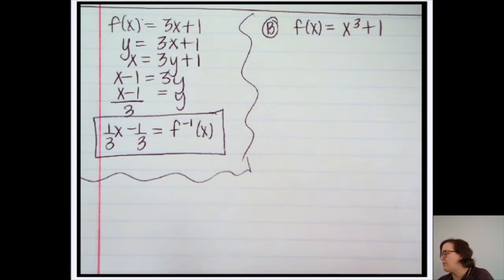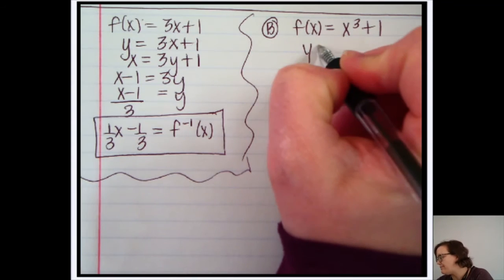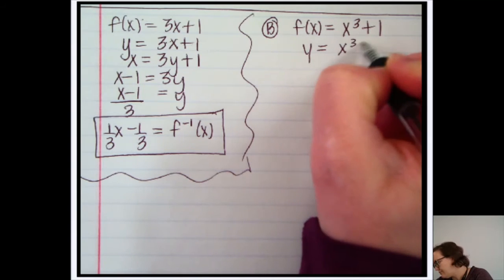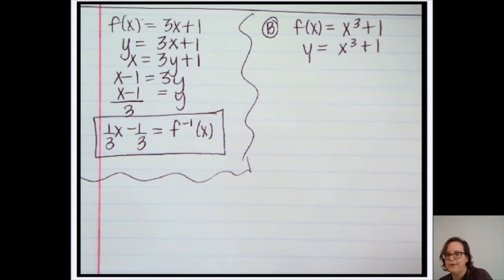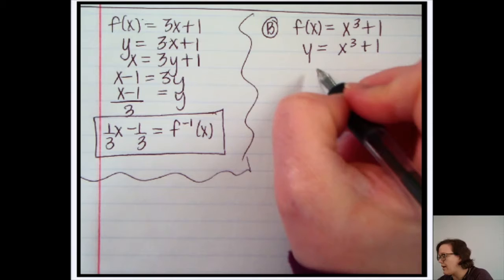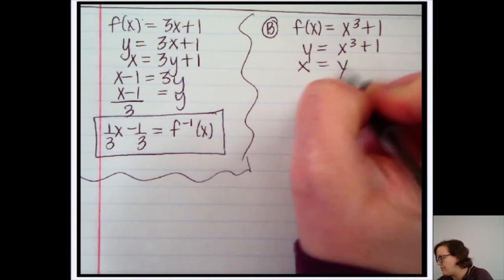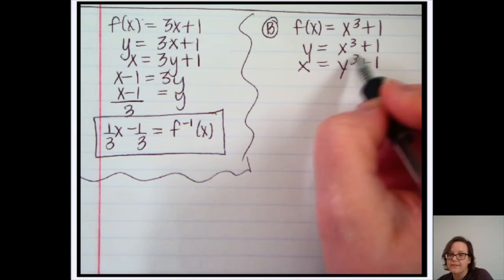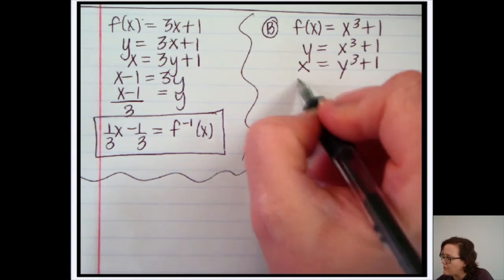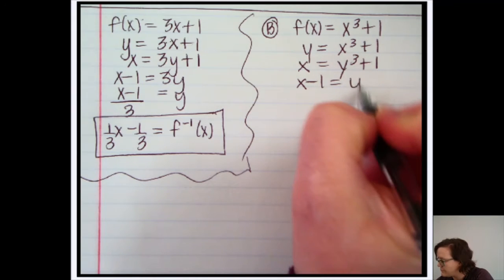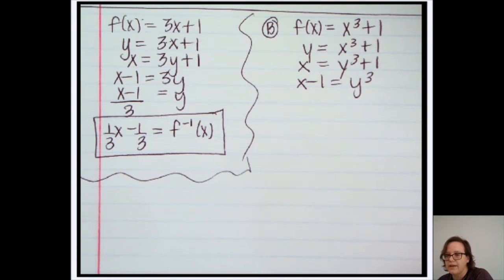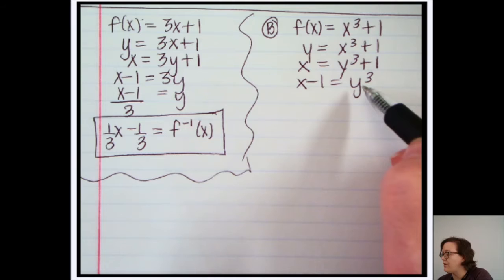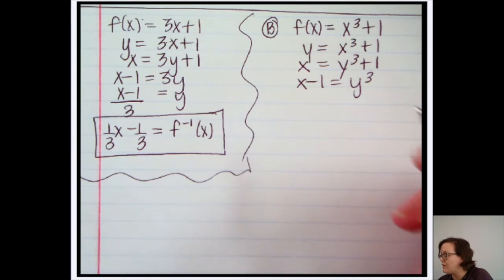Step 1, replace f of x with y. Step 2, do you remember? Switch x and y. So I have x equals y cubed plus 1. And then we just need to get y by itself. So the first thing to do would be to subtract 1. Now we have y cubed. So to get rid of a cube, we would take the cube root of both sides.